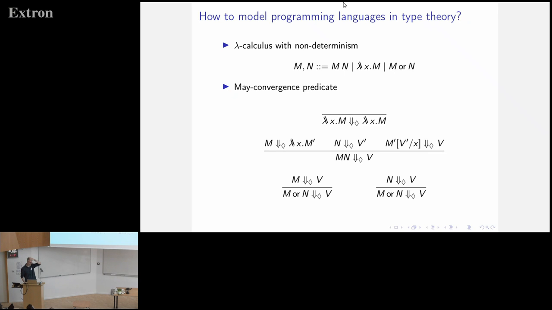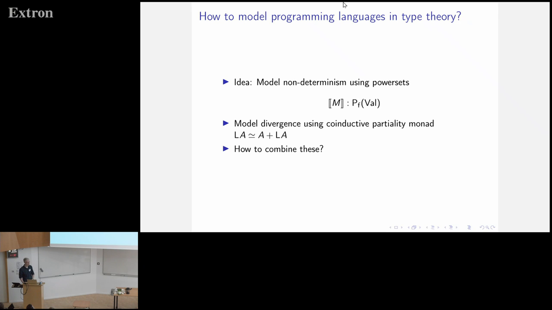Okay, and so the question is, how do we reason about these kinds of languages in type theory? As I said, this language has recursion and it has non-determinism, and we know how to reason about each of these individually. For instance, non-determinism we can model using the finite power set, and that can be expressed as a higher inductive type, and I'll recall that in just a minute. On the other hand, you can model divergence using, for instance, the coinductive partiality monad, which I have up here, which says that a computation is either value A now or computation later. But the question is, how do we combine these to reason about a language?